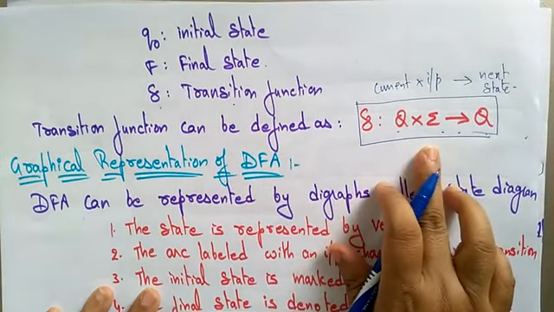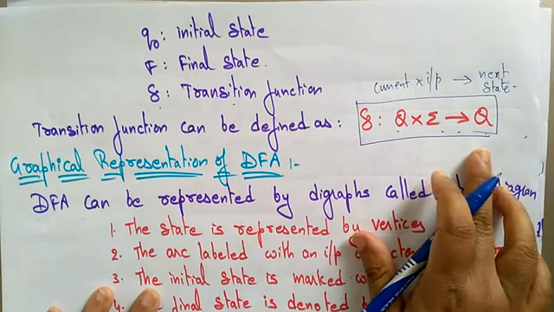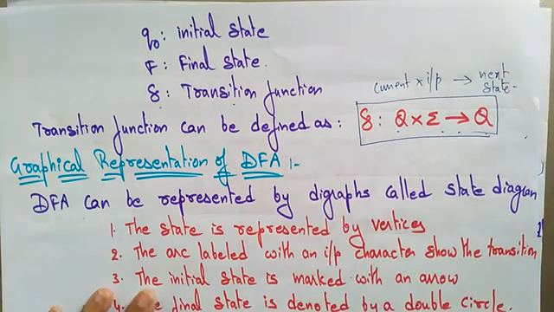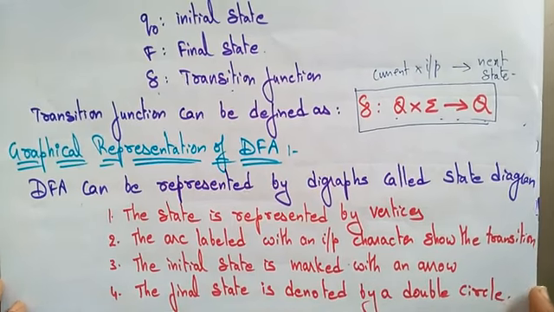Okay, current state in input symbol leads to the next state. That is the definition of the transition function. Now let's see the graphical representation of DFA.